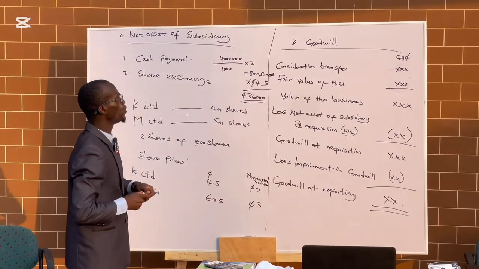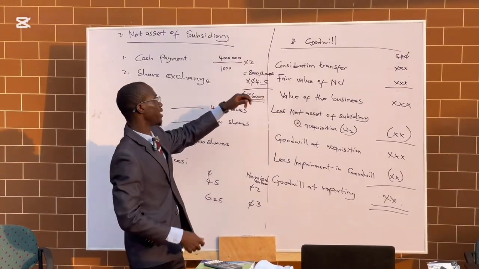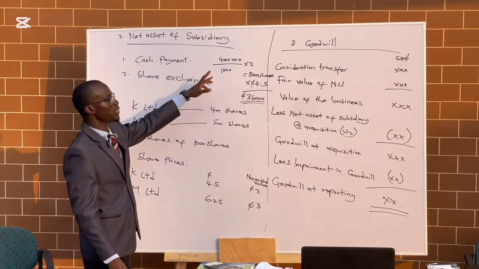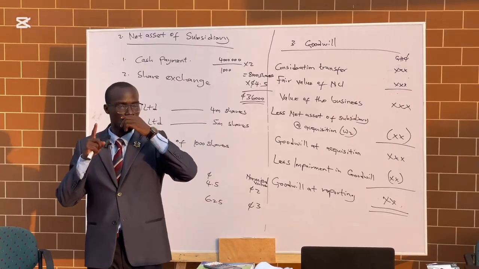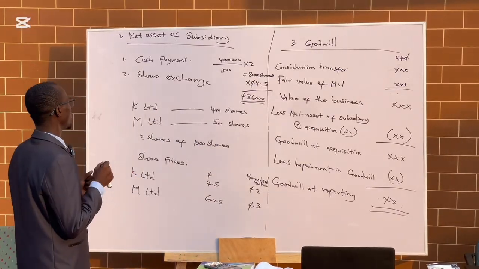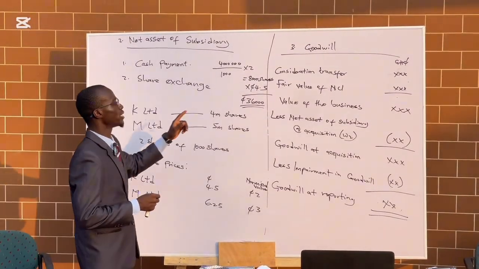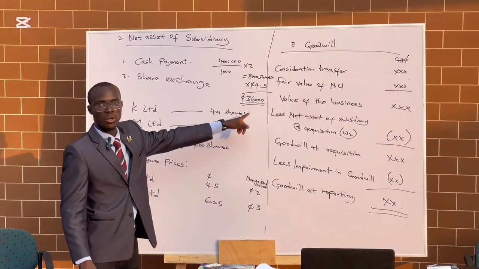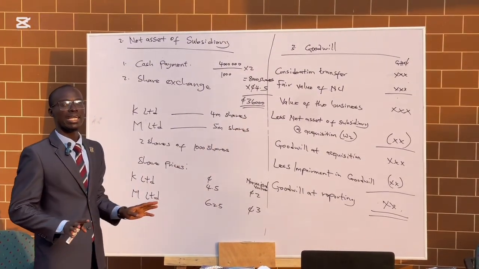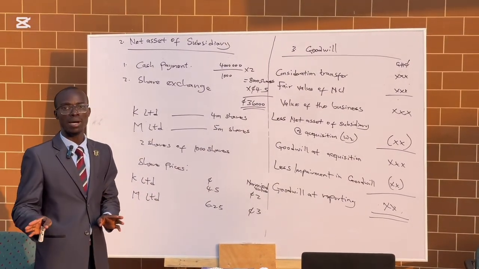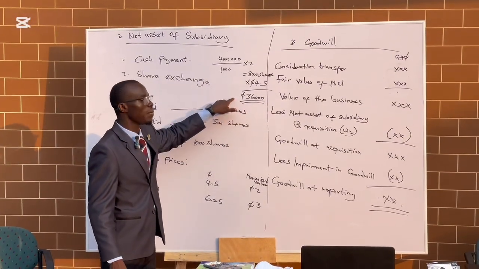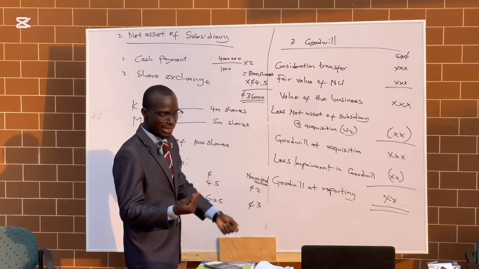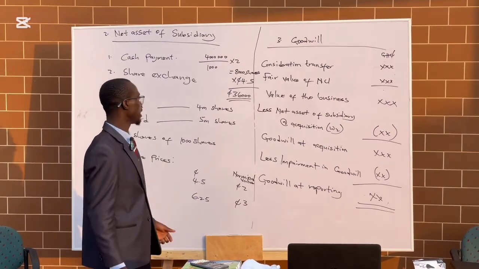So when you come to your consideration transferred, if there is a cash payment, you bring the cash payment, then you add the share exchange, which is 36,000. But we need to be careful. If the examiner tells you that the share exchange has not been recorded, then you need to record it. But if they tell you that it has already been recorded, then you don't have any issue about it. If it has not been recorded, we need to share this amount between share premium and share capital. So this is how we are going to do it.